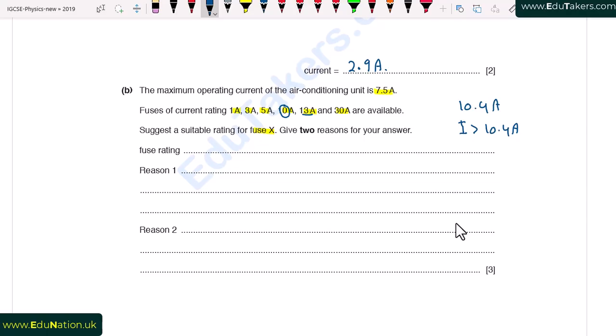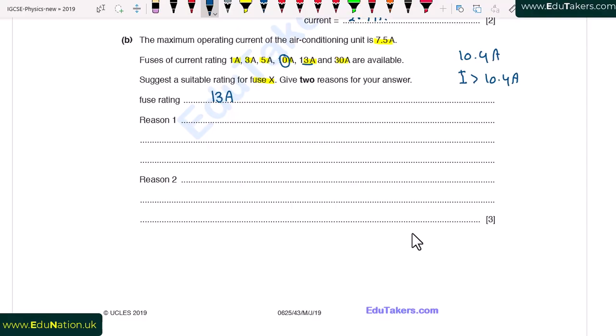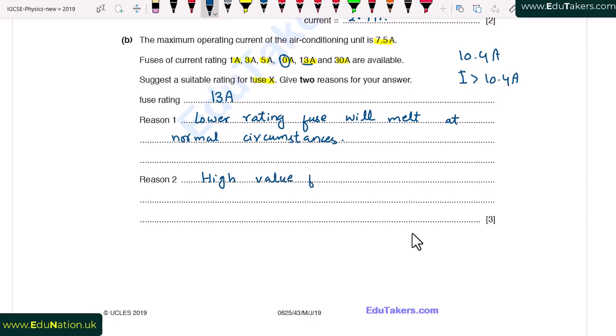So I write here fuse rating is 13 ampere, and the reason one is that the lower rating fuse will melt at normal circumstances, and the second point is that the high value fuse will not melt even when current is dangerously high.